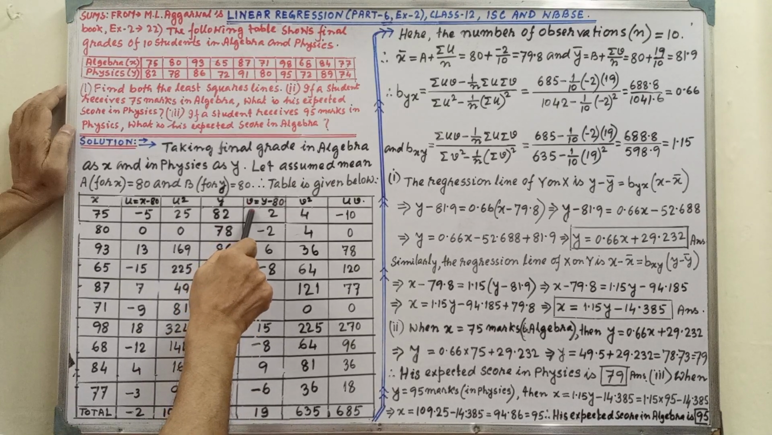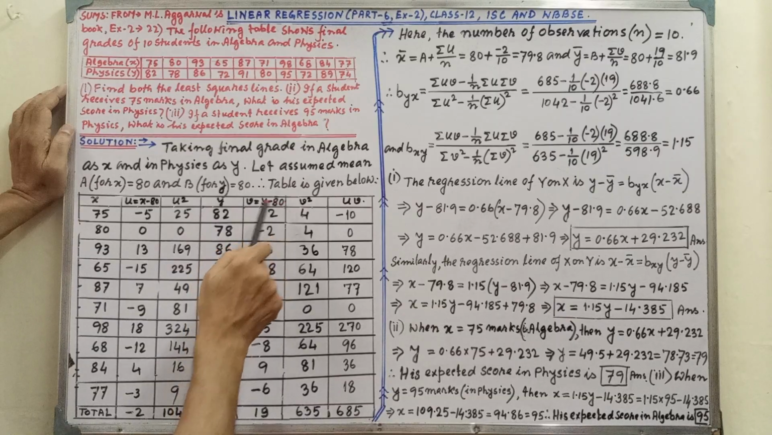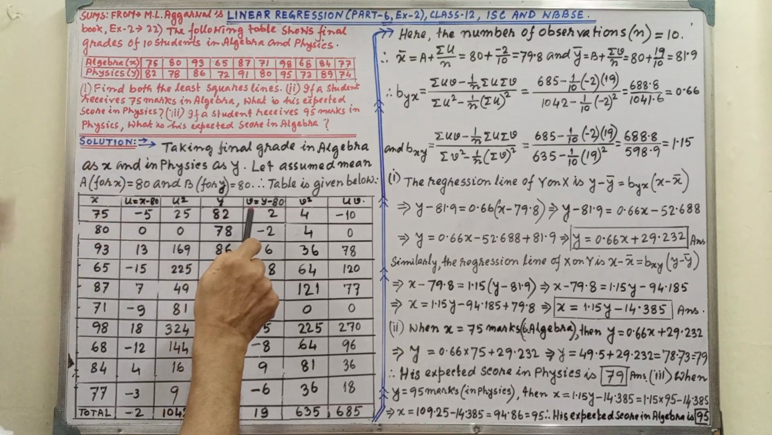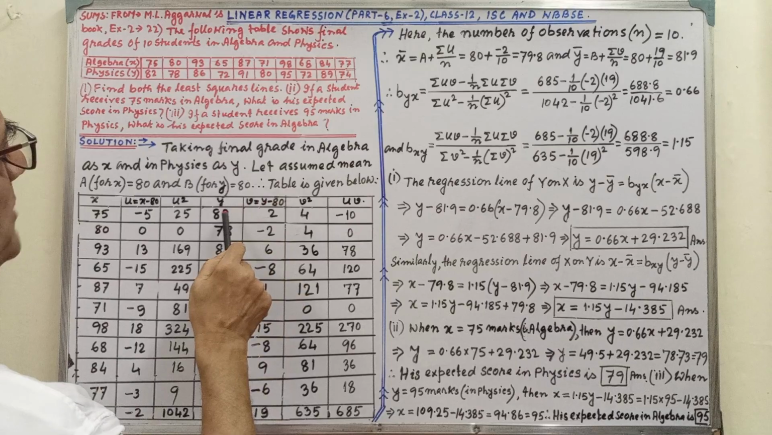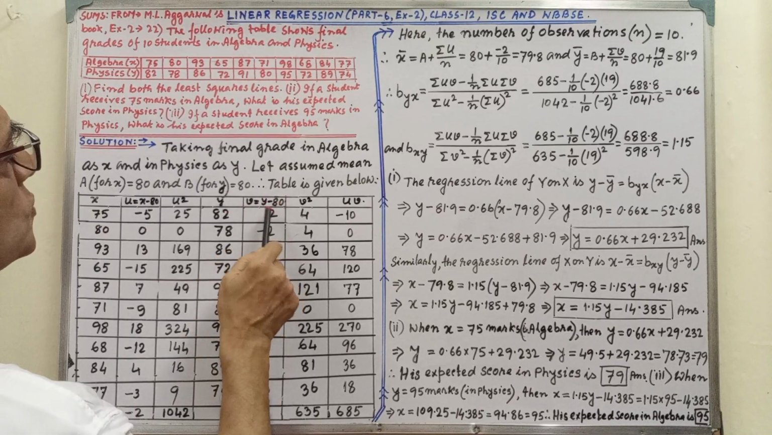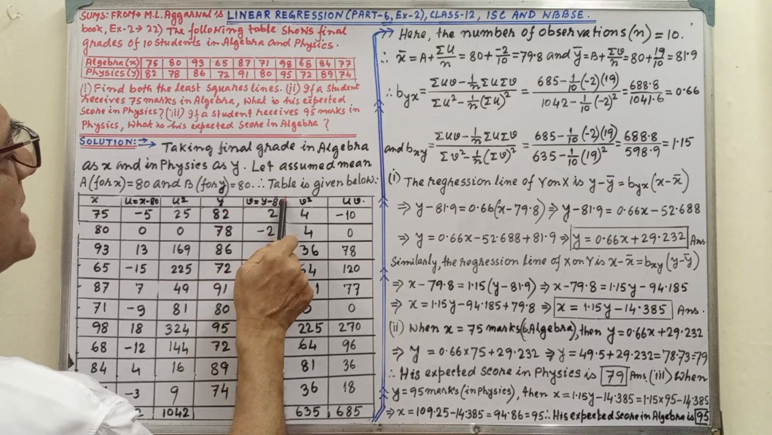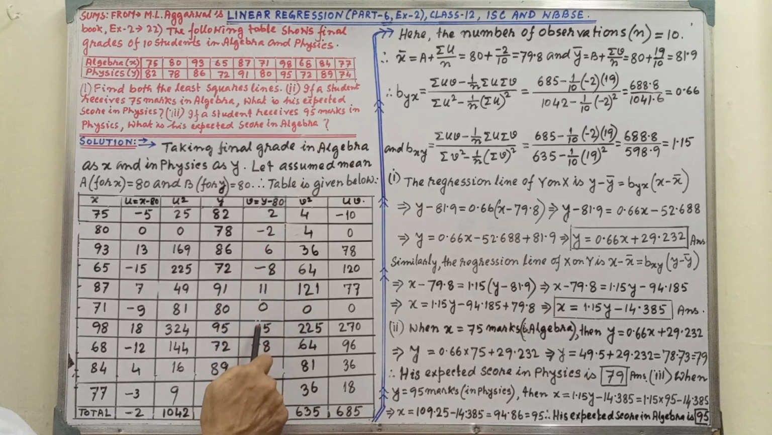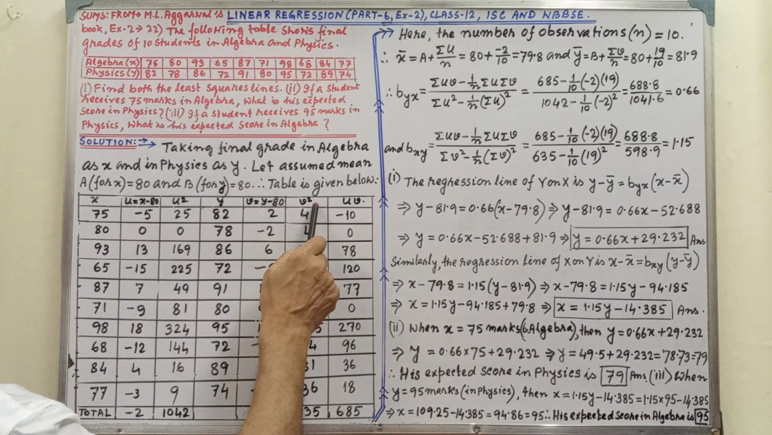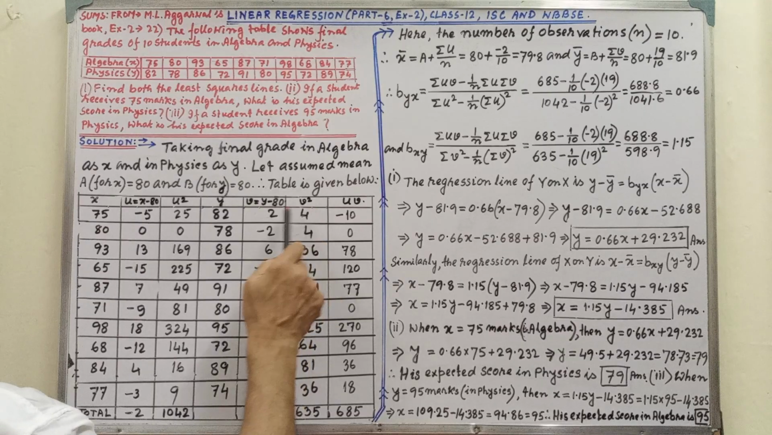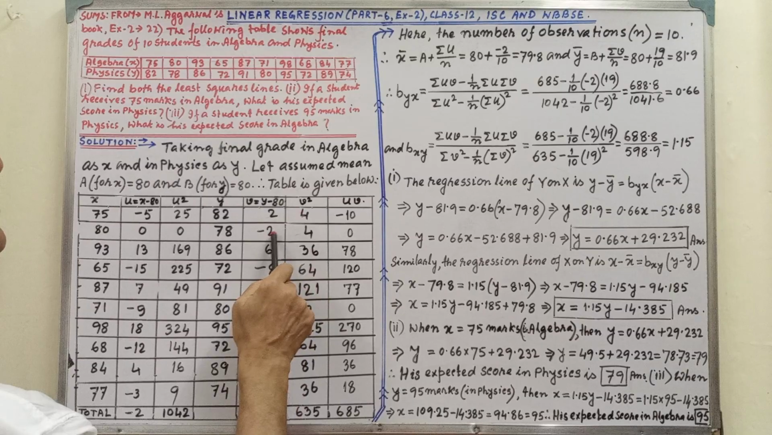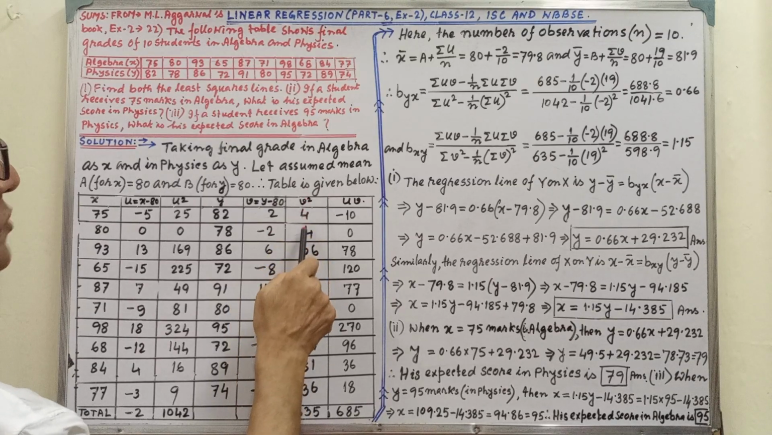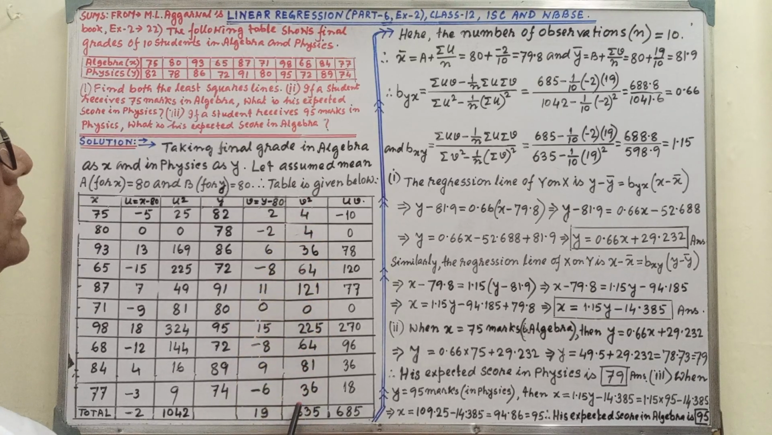Then we have to find out V equal to Y minus 80. Y minus 80, that is 80 is the assumed value. 82 minus 80, that is 2. 78 minus 80, that is minus 2. In this way, we are getting the values for V equal to Y minus 80. Now we have to find out the value of V square, that is 2 square, that is 4, minus 2 square, that is 4. In this way, we are getting the values for V square.